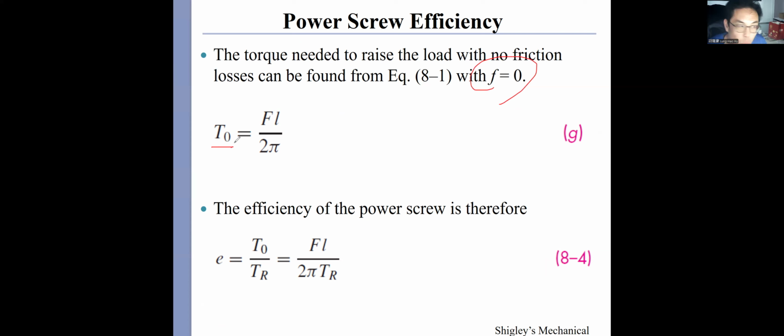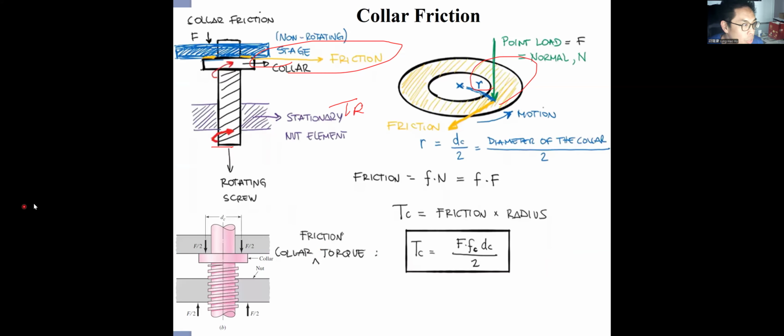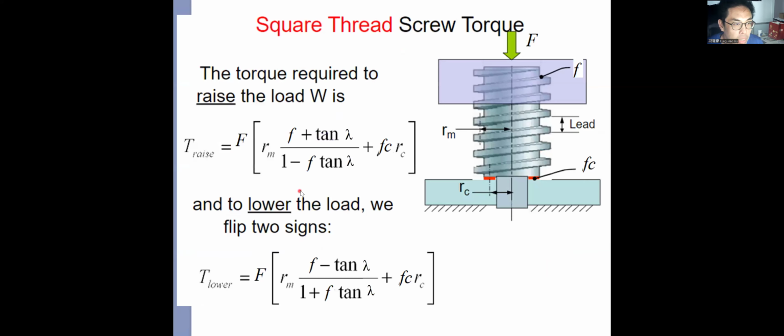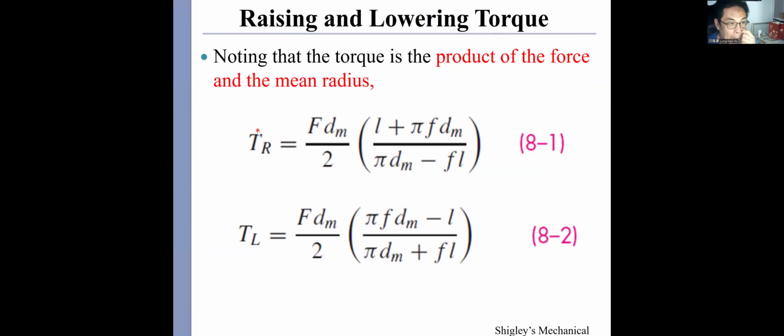The T naught equals FL. The F equals 0, right? So the torque needed to raise, that means the TR, right? Okay, so if we look into this TR, right? So this F equals 0, this equals 0, and this equals 0, right? Only for the TR, which is 0, right?